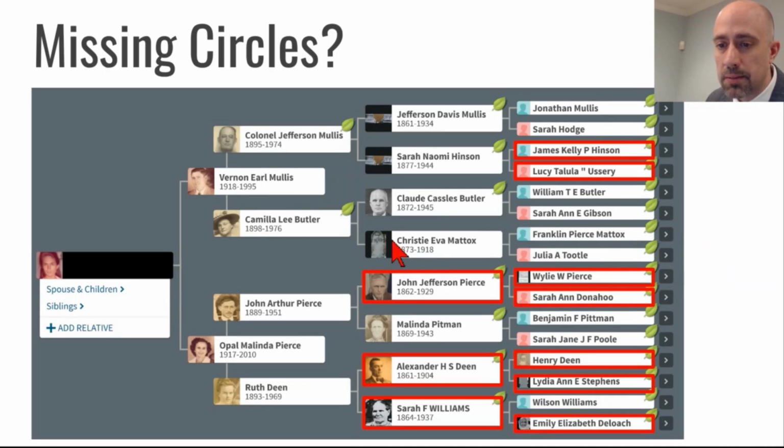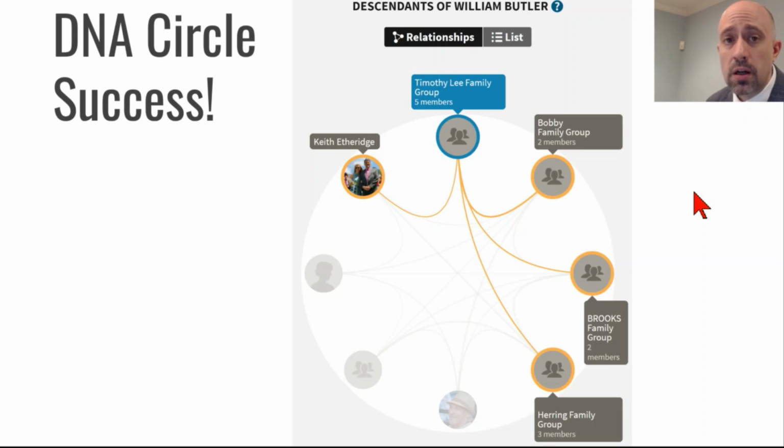And then finally, my maternal grandmother's family tree, a little sparse on this side, and I think that's just an issue of documentation. So moving on, I did promise a DNA circle success story, and that's where we are in the presentation now. I want to talk to you about my DNA circle success story. I have a new DNA circle. This DNA circle is for William Butler.